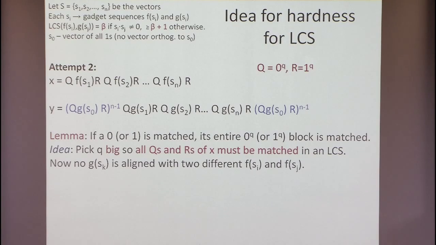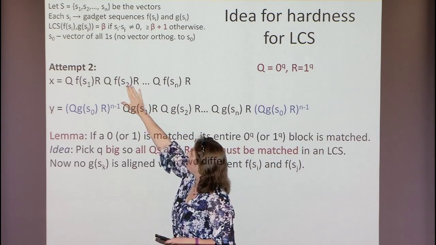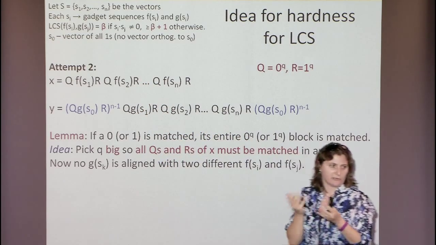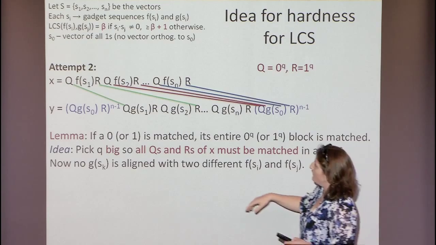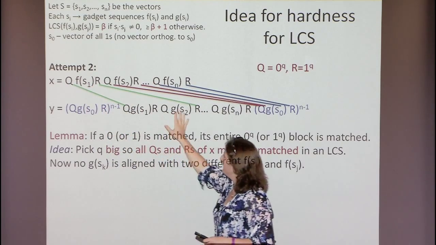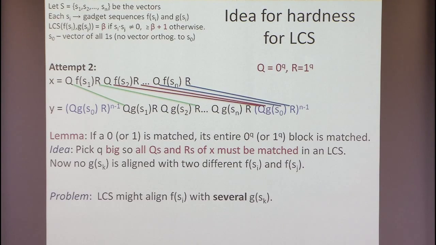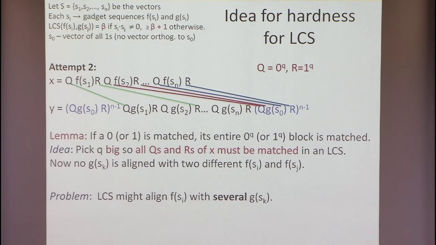All right, so now what we get immediately is that there is no G sub k that's aligned with more than one of the Fs. Because if it's aligned with more than one of the Fs, then we'll miss one of the Rs and Qs in the middle. So in one direction, we're fine. This means that each of the Gs of S are mapped to a single F. But now there could be multiple Gs that are aligned with a single F. So we haven't fixed that problem. So the solution might align F of S sub i with several Gs of S of k. So now we have a problem again, and we try to fix it.